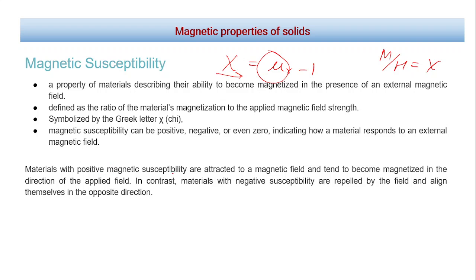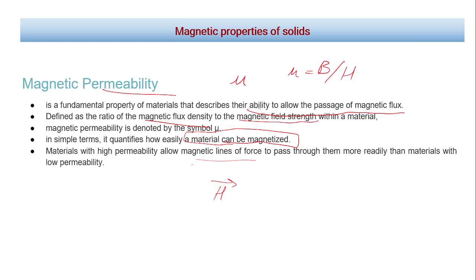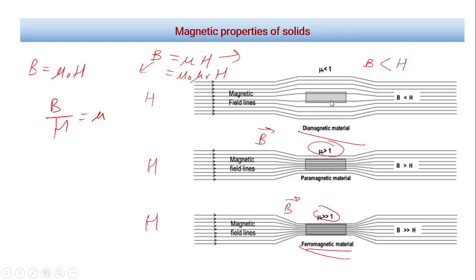Materials with positive magnetic susceptibility are attracted to a magnetic field and tend to become magnetized in the direction of the applied field. In contrast, materials with negative susceptibility are repelled. So it's the same situation. Permeability allows lines of force to pass through, so if permeability is less than 1, we know mu r minus 1 is the relation, then susceptibility will be negative.